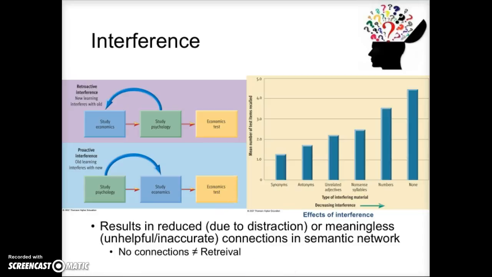What happens with interference is you have distractions that reduce the connections in the semantic network, or you have inappropriate creations of connections, meaningless, unhelpful, inaccurate connections, or you can even have no connections at all. If you don't build the right kind of connections, you cannot have retrieval.